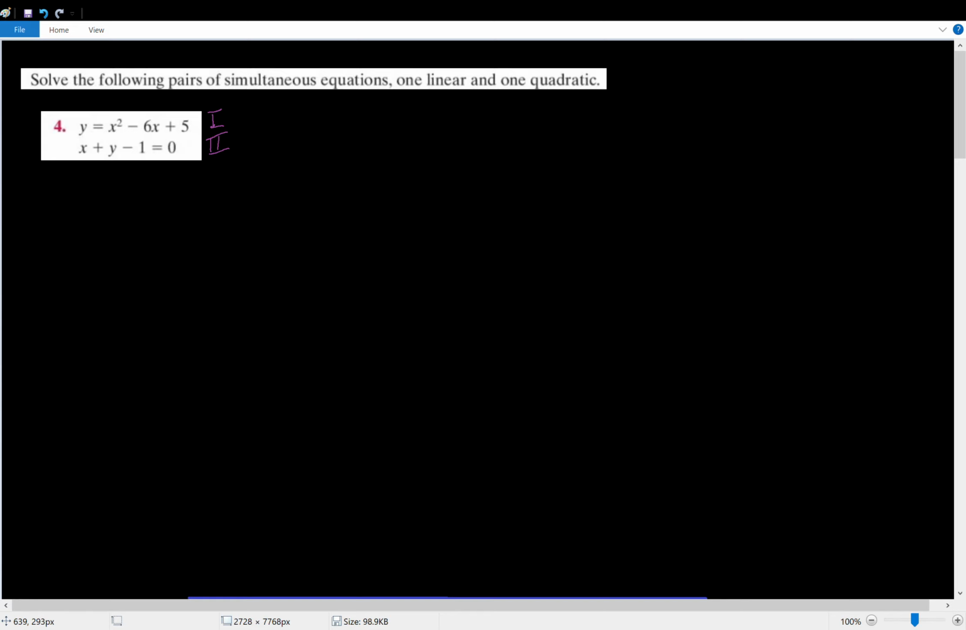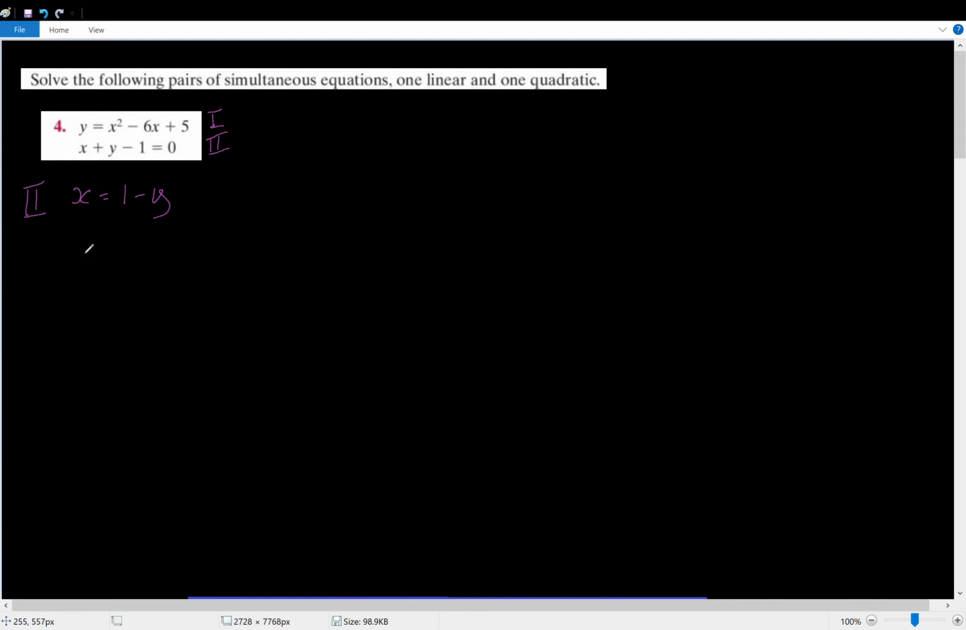What we're going to do is take our linear equation, equation 2, and rewrite it so that one variable is on its own to one side of the equals and everything else is over to the right. So we're going to say that x is equal to 1 minus y. We just moved our plus y and our minus 1 across the equals, and that's what we got.